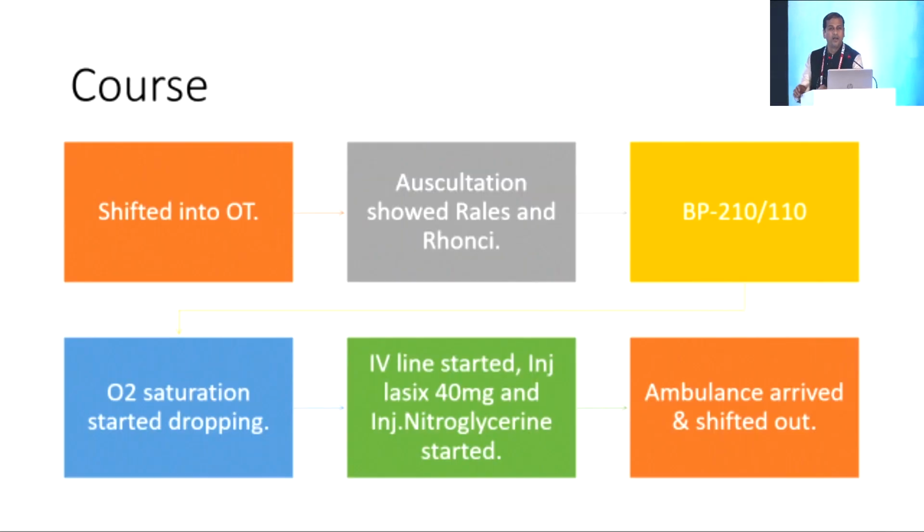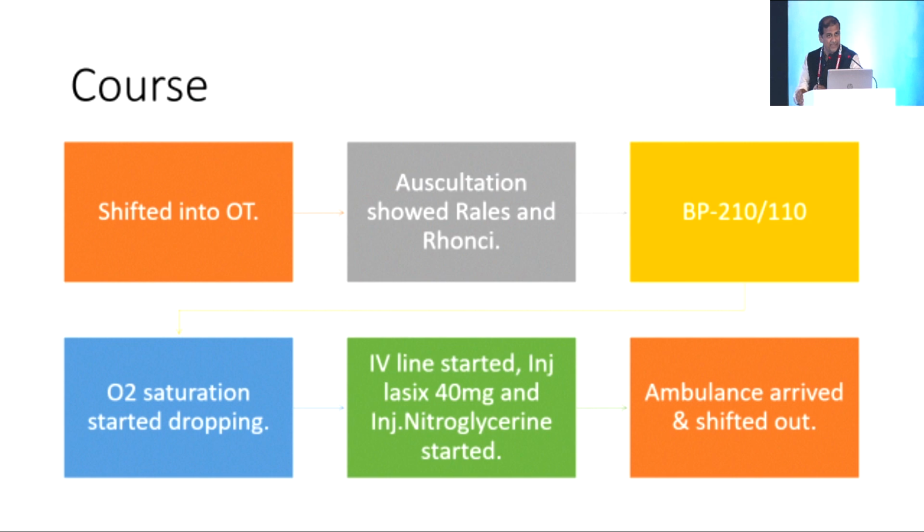So what really happened? The patient was shifted to the OT. The auscultation showed rales and rhonchi, so we went in terms of pulmonary edema. BP was 210 over 110. Oxygen saturation started dropping. The anesthetist was in place, and we started treating the patient in terms of pulmonary edema.